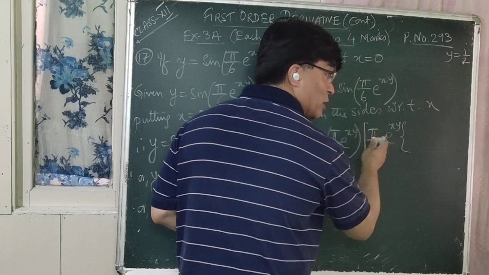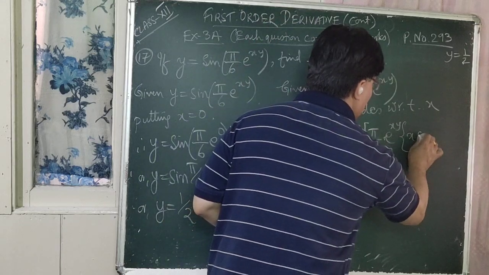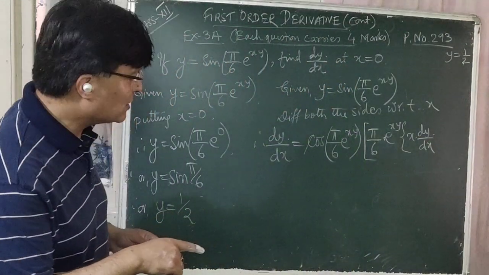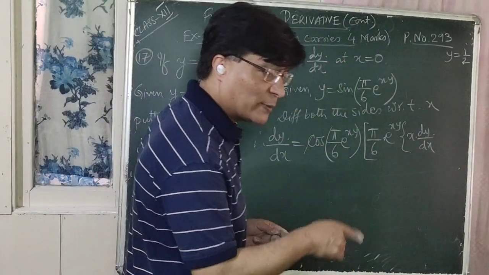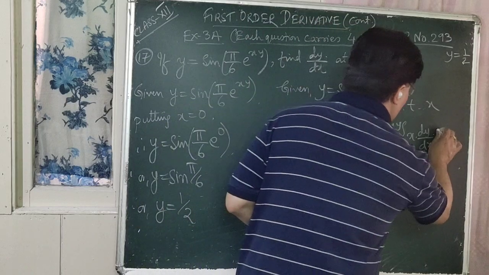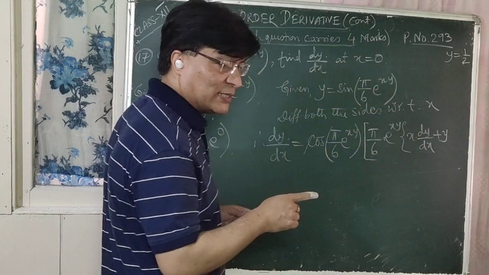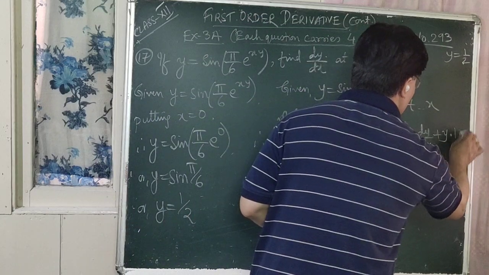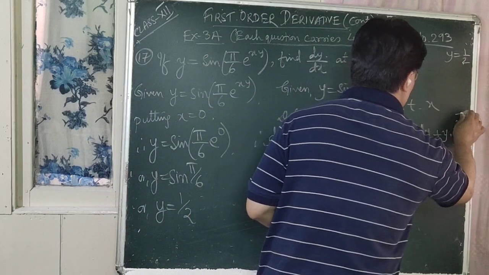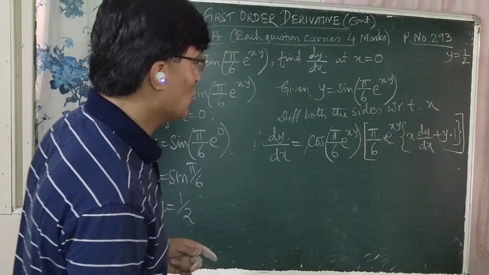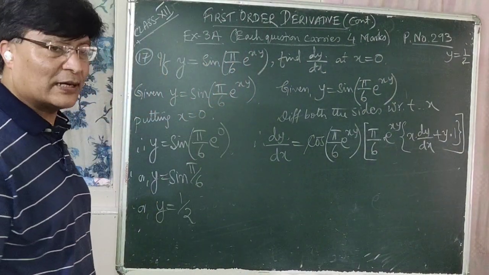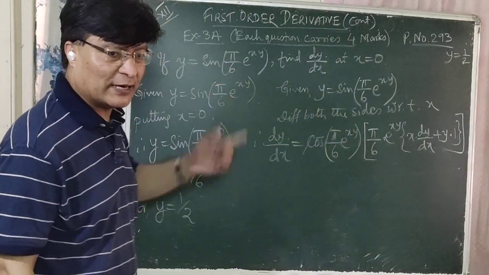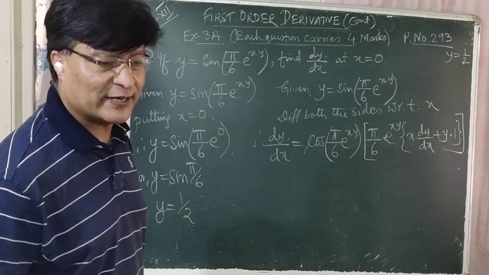Xy differentiation, product rule. So x into dy by dx, right? X is kept as it is, and differentiate y with respect to x, that is dy by dx, plus y is kept as it is into, now differentiate x with respect to x, that is 1. Second bracket is closed, then third bracket is also closed. Is it clear now? Now don't simplify it, just put the values of x and y. You will get the simplified answer here.